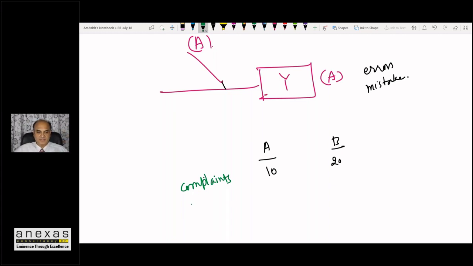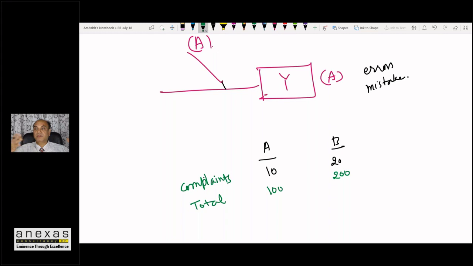Or to make it easier for my calculation, let's say total. Non-complaints are 90 for A, complaints are 10, so total is 100. For B, let's say total is 200. Now tell me, is there any difference between the quality here, or errors or complaints, or proportion of complaints here? There's no difference. A and B both are same.